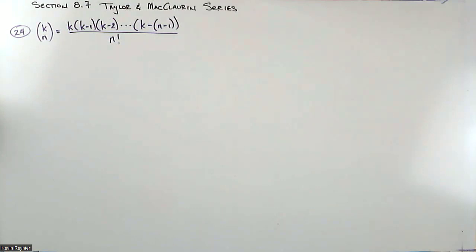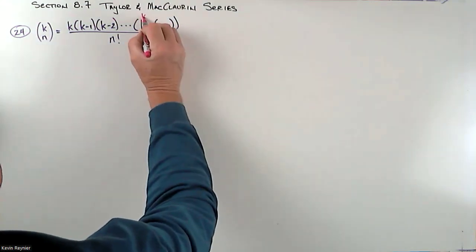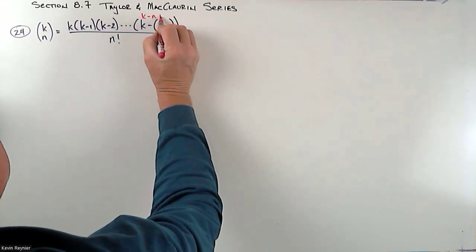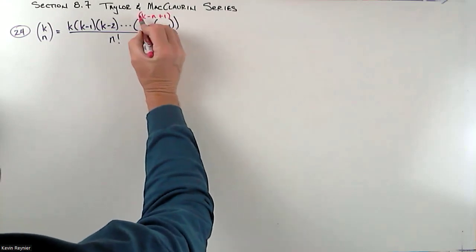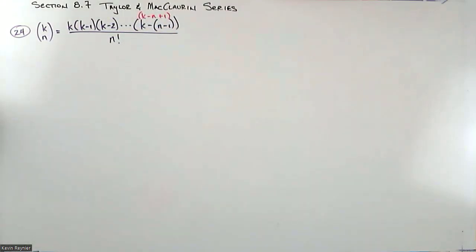Sometimes you'll see this term right here written as k minus n plus 1 without any parentheses. I personally like to write it as k minus n minus 1. It just helps me remember the combinatoric better. So we need this, right?